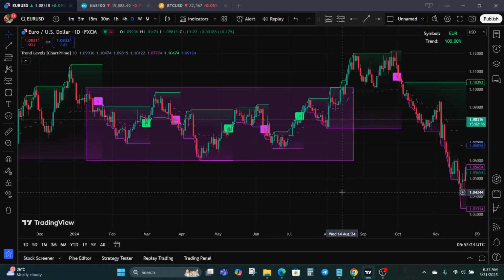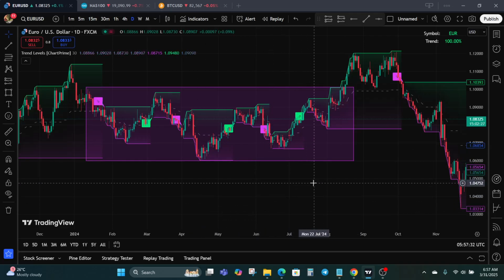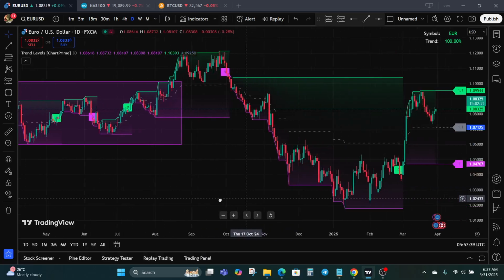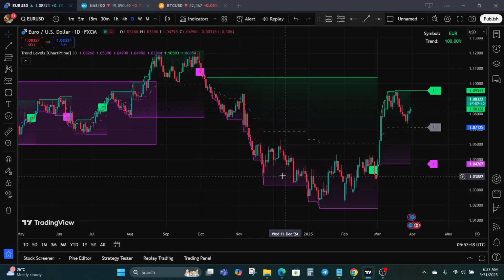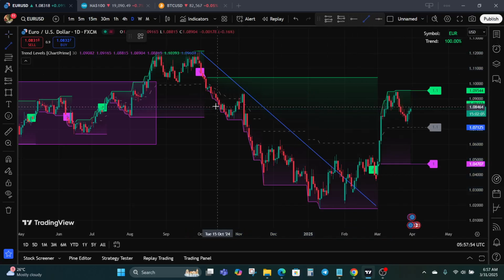So how does the trend levels indicator actually work? It is designed to identify key trend levels in the market. These levels give us a clear picture of where the market is likely to move next. So when the market is trending, the indicator will show strong directional signals, indicating that prices are likely to continue in that direction.